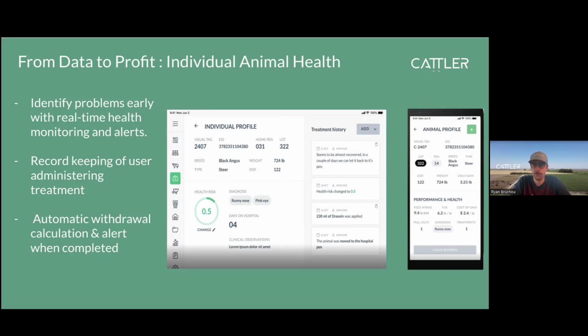Another important element on the individual animal health side is that Cattler will either notify you that an animal has a withdrawal period, or let you know once that withdrawal period has finished, and with that being able to do what you wish with the animal. Ultimately, it will let you know when that withdrawal period has started, when the end date is, and then it will also give you notification of when that withdrawal period has finished.